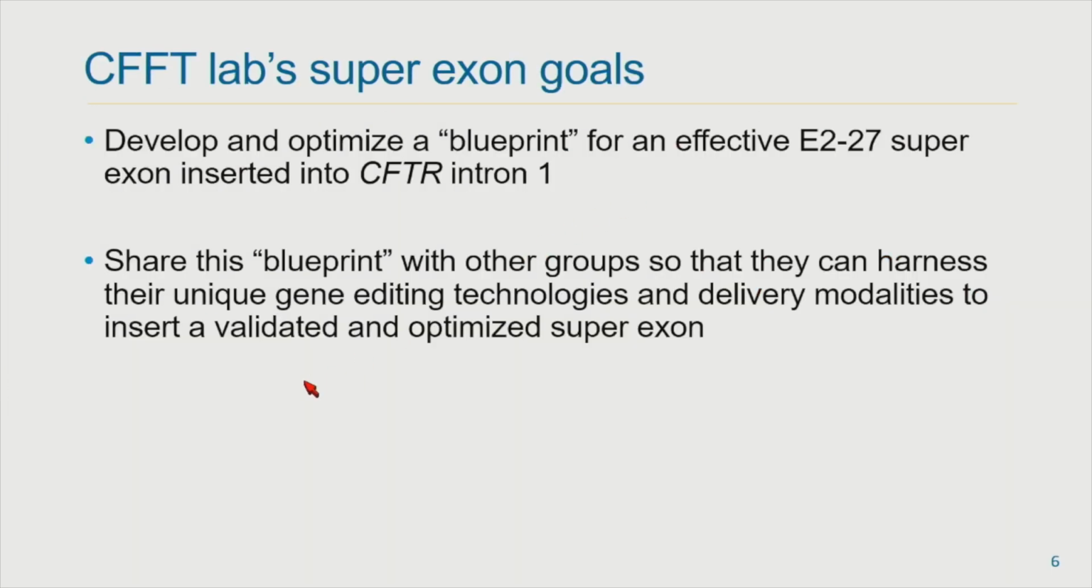Now, before I dive into some of our superexon data, I want to outline what our goals around superexons are at the CFFT lab. Our goals are to develop and optimize a blueprint for an effective exon 2 through 27 superexon inserted into CFTR intron 1. And we want to share this blueprint with other groups so that they can harness their unique gene editing technologies and delivery modalities to insert a validated and optimized superexon. Really what we're trying to do is optimize the cargo. And I hope that by the end of this talk, you'll appreciate that it is important to optimize the cargo.